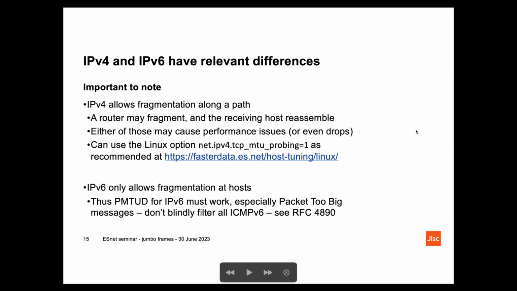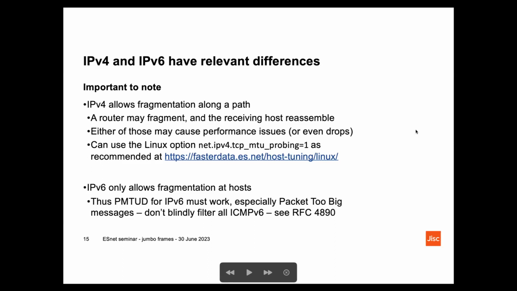The difference with v6, I should say, is that you can't fragment on path. So you need to know the MTU for the sender, and the sender must send the correct MTU for the link. So you need to do the PMTU discovery in advance. And the major thing with that is that if there's a link on the path that won't take 9000, if that's what you're trying to use, you do need to get the packet too big message back so that the sender can adjust. So it's important that sites don't blindly filter ICMPv6, as defined in the quite old now RFC 4890.